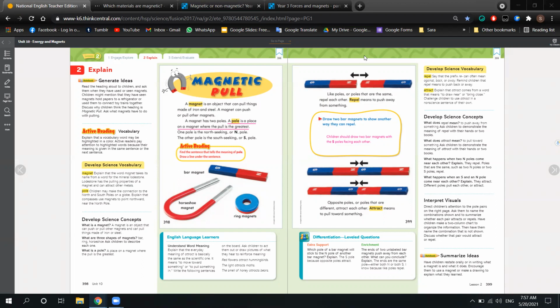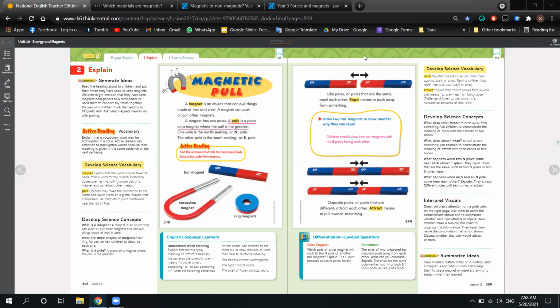And we have to know that the meaning of the word pull is when you cause movement toward oneself or drag something towards yourself. So this is how a magnet pulls stuff.